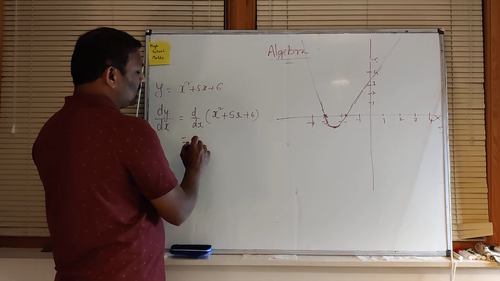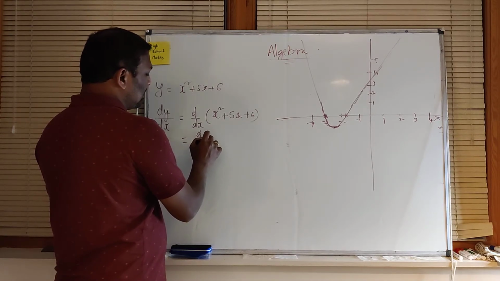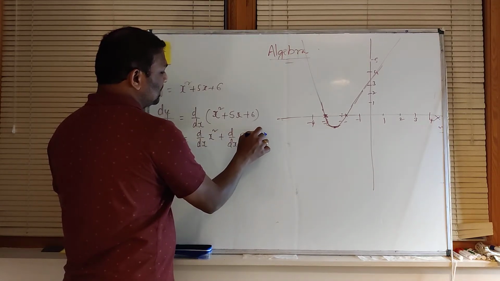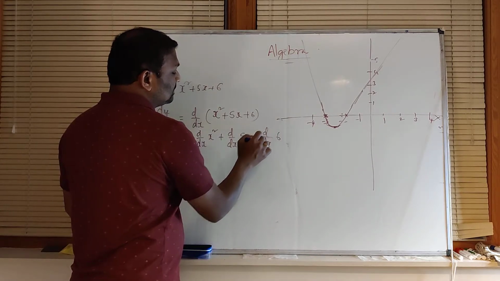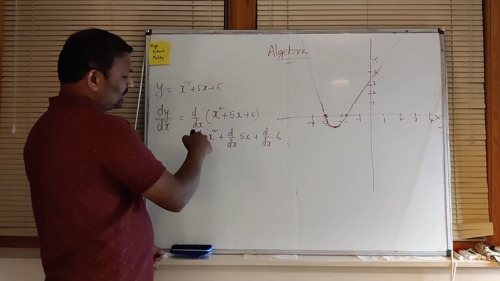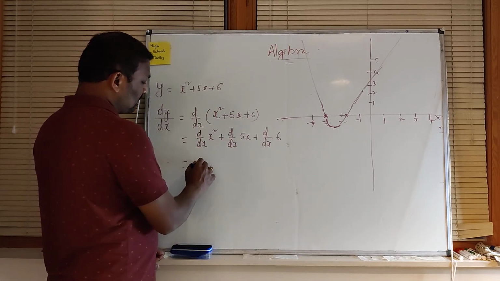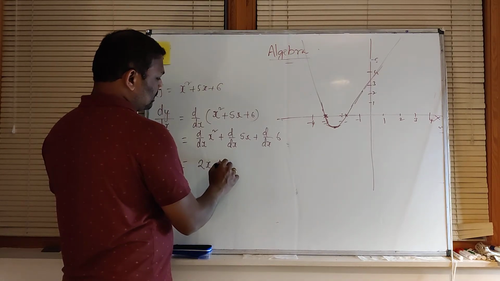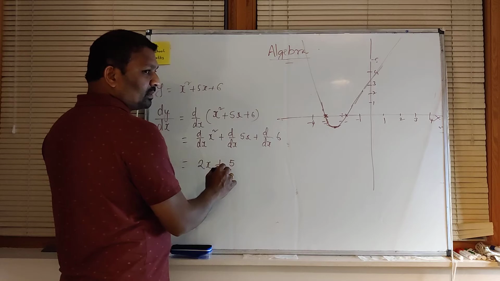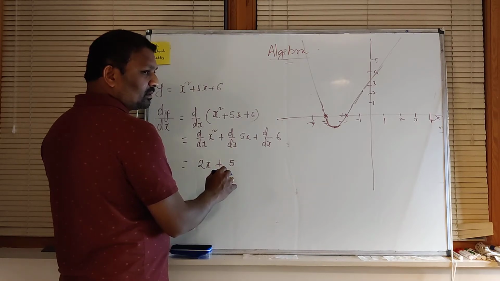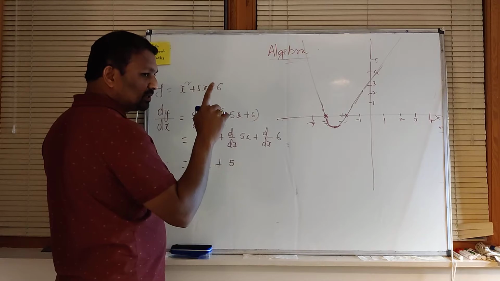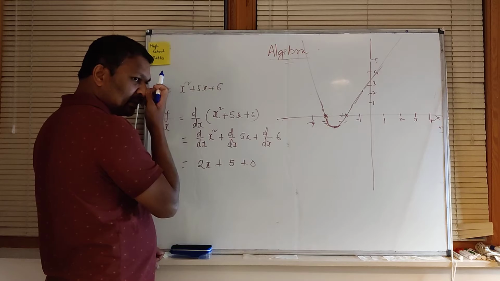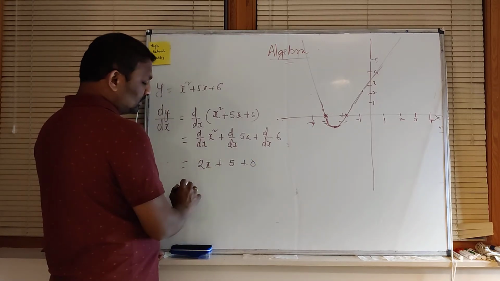The formula is d by dx of x square plus d by dx of 5x plus d by dx of 6. For x square, it will be 2 into x to the power of 2 minus 1, which is 2 into x to the power of 1. Plus d by dx of 5x, which is 5 times 1 times x to the power of 1 minus 1. 1 minus 1 is 0, and x to the power of 0 is 1, so it becomes 5. Plus 0, so we got 2x plus 5.